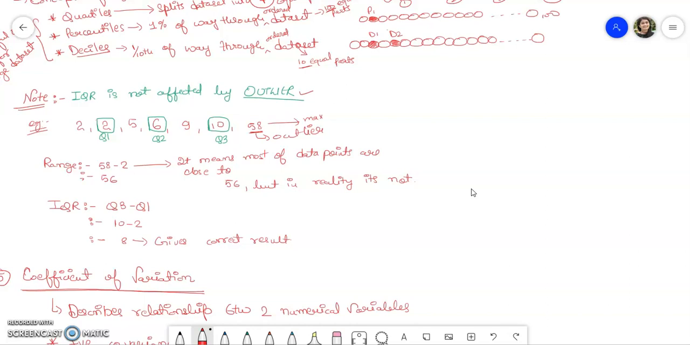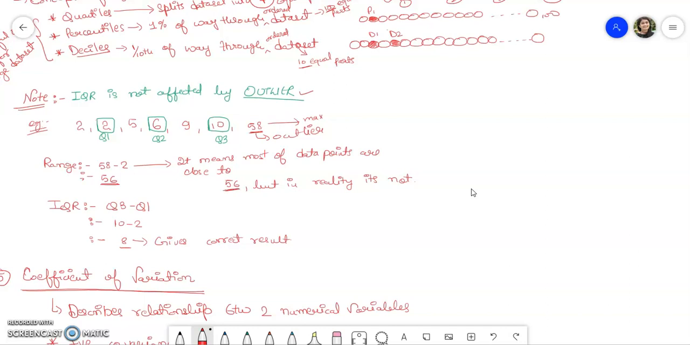So I am finding the range, that is 56. Then I'm finding the IQR. IQR is Q3 minus Q1. So here Q3 is 10 and Q1 is 2, and my IQR is 8. If I find the range, it means most of the data points are close to 56. It concludes this.